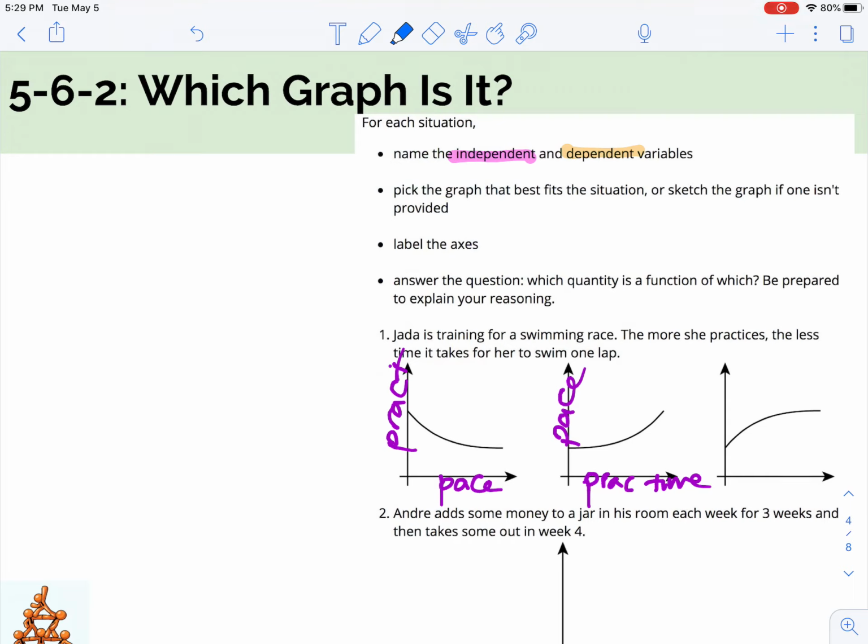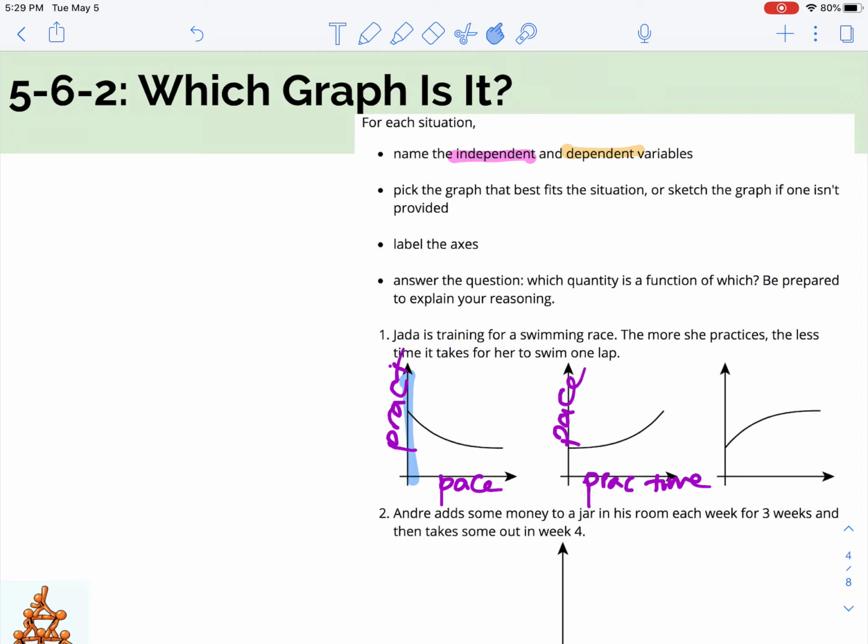So practice time is this, and her pace is getting faster and faster. The other one is showing that the more that she practices, the faster her pace becomes. So it's kind of just going to be the opposite curve. So you could say either one of those is correct. And then you would just say for the function, it just depends on what graph you're looking at.